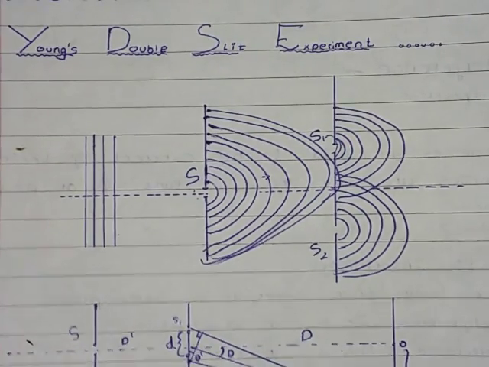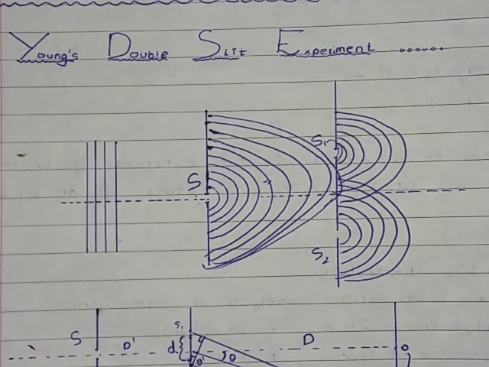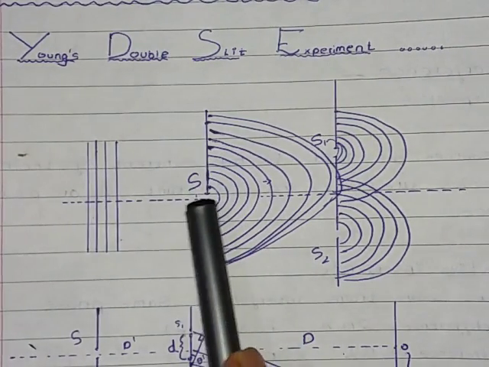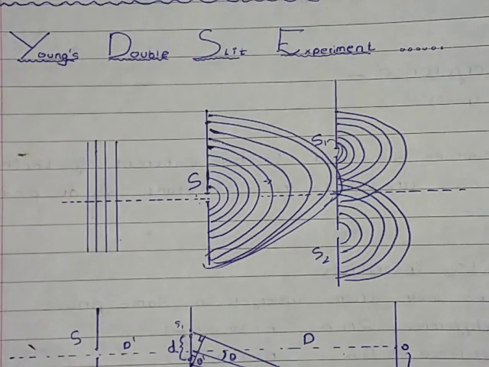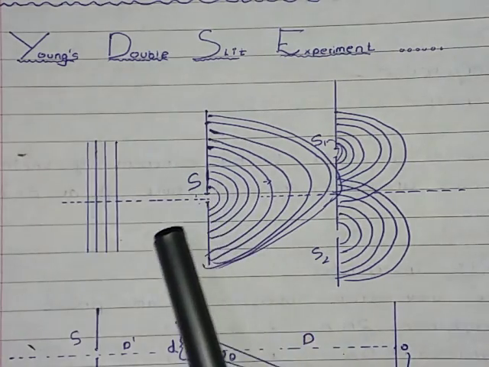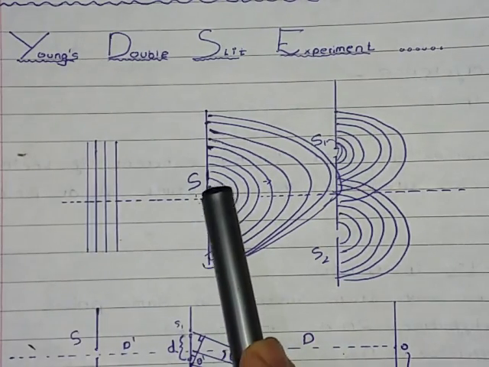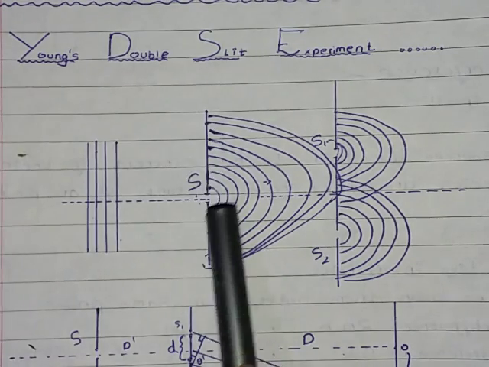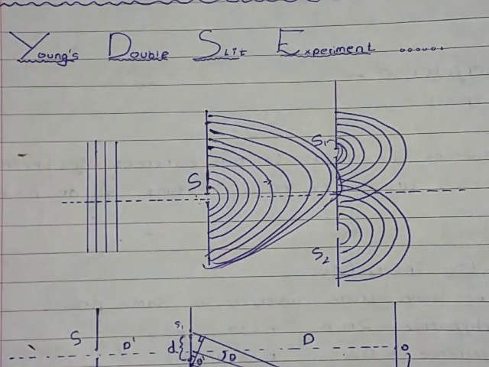Now first, what did Mr. Young do? He just kept a slit here. As you can see, here is a slit having just one very small hole, S. After that slit, the light passes through it, and as I said, light runs as spherical waves, so I have drawn it one-dimensionally.